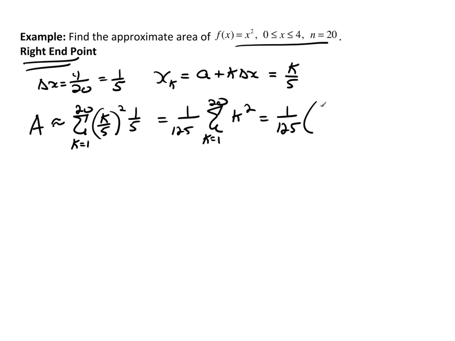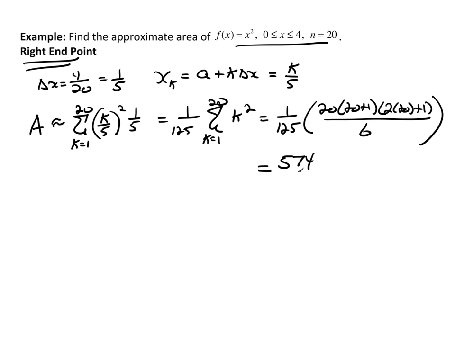Times, see, n is 20, so I'm going to have 20 times 20 plus 1 times 2 times 20 plus 1, actually, yeah, I do need that, all over 6. Now, this is just a little bit of arithmetic. And when I do all this arithmetic, I end up with 574 over 6, which is approximately equal to 22.96.